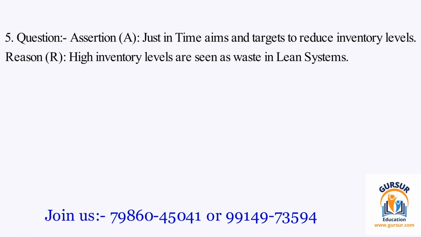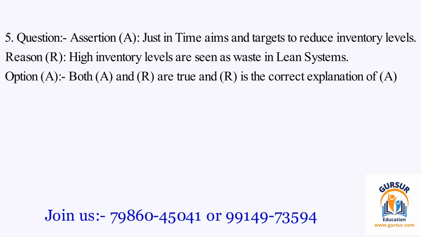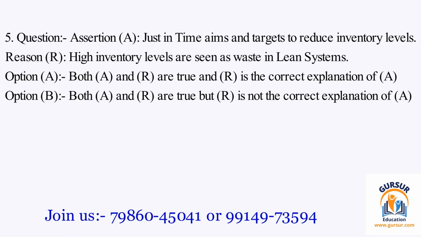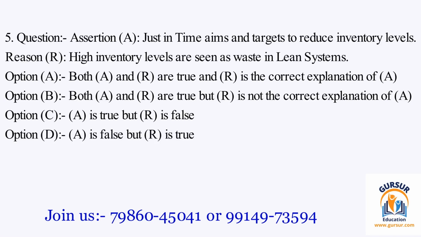Question number 5. Assertion A. Just-in-time aims and targets to reduce inventory levels. Reason R. High inventory levels are seen as waste in lean systems. The option A is both A and R are true, and R is the correct explanation of A. The option B is both A and R are true but R is not the correct explanation of A. The option C is A is true but R is false. The option D is A is false but R is true.